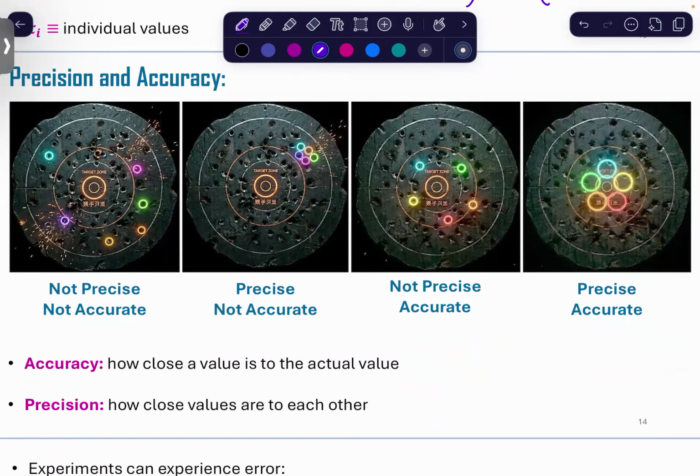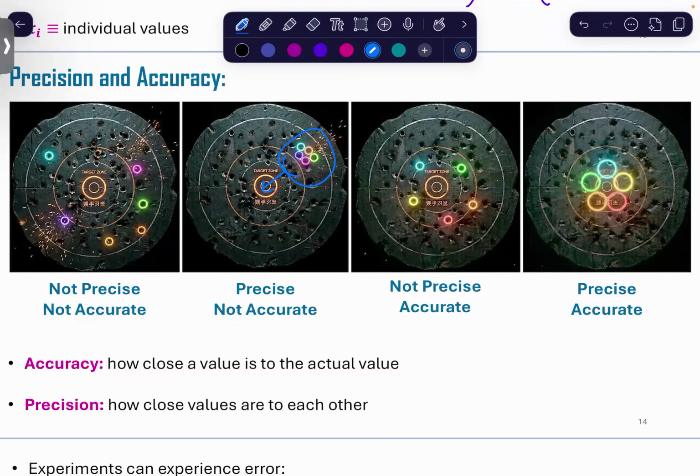If you look at the very first one on the far left, all of your little circles are far apart from each other and they're not close to the bullseye, so you're not precise or accurate. But the one next to it, you see all of your circles are in a group. So that's precise. All of your values are grouped together closely. That's precise, but they're far away from the bullseye, so they're not accurate.